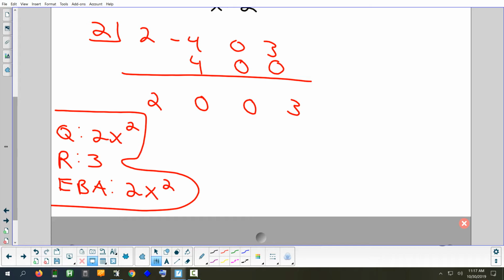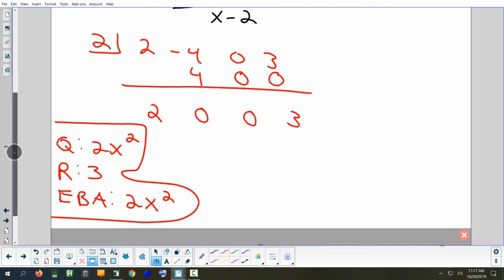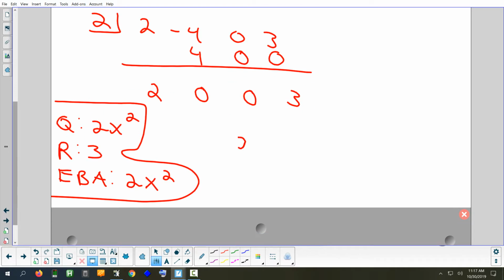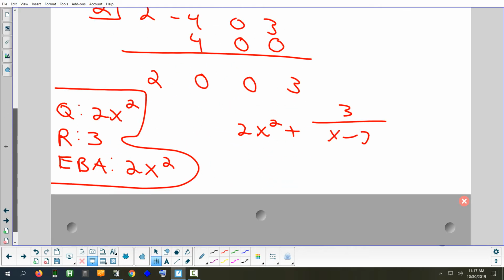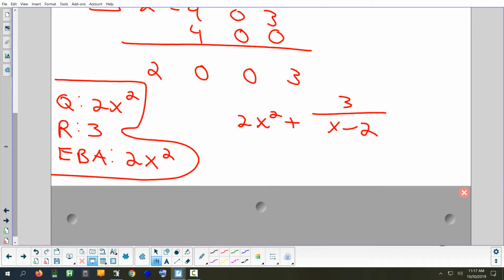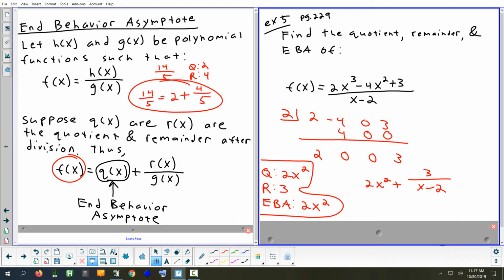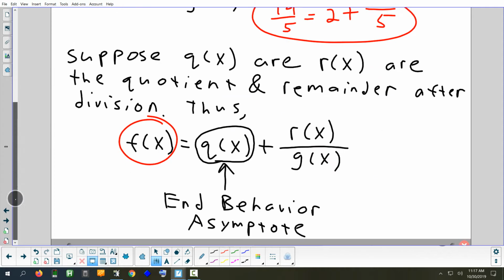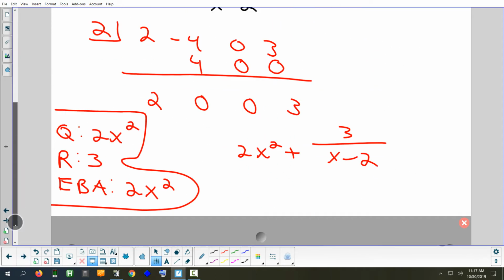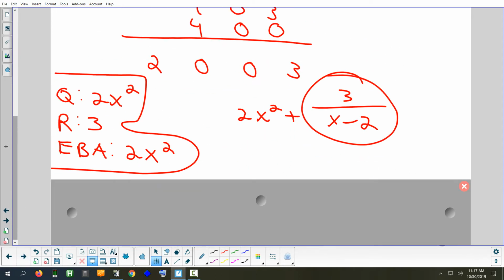So here's why I don't care about the remainder. Remember the formula I had: quotient plus remainder over original denominator. That's exactly what I had right here. Quotient plus remainder over original denominator. The reason I don't care about the remainder is, look at that.